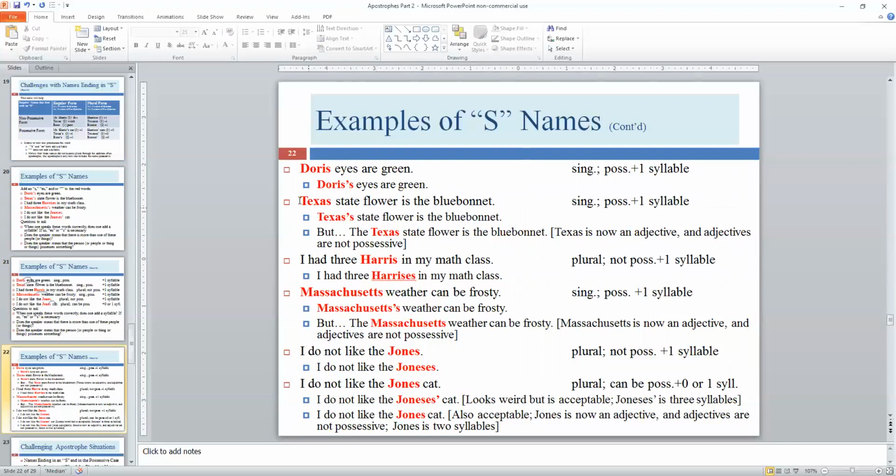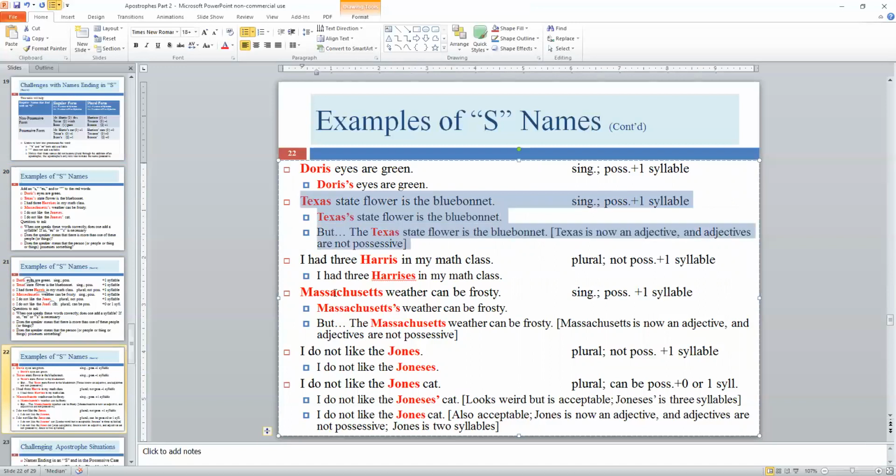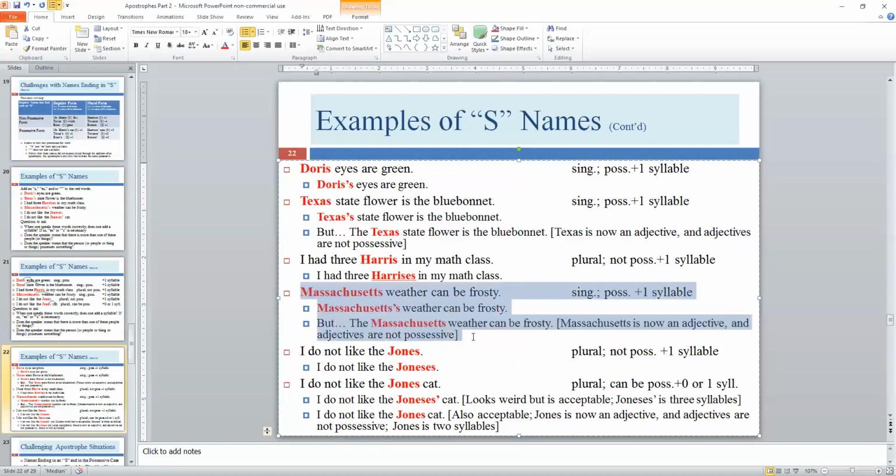Let's look at the Texas example and also the Massachusetts example, because there are 2 ways of doing this. In the first version, we had Texas possessing the state flower, but we can also use Texas as an adjective. The Texas state flower is the bluebonnet. Both forms are correct. We're using a different grammatical structure, but the meaning is the same. Massachusetts's weather can be frosty, or we can say the Massachusetts weather can be frosty. This might be easier to say, but both can be correct.